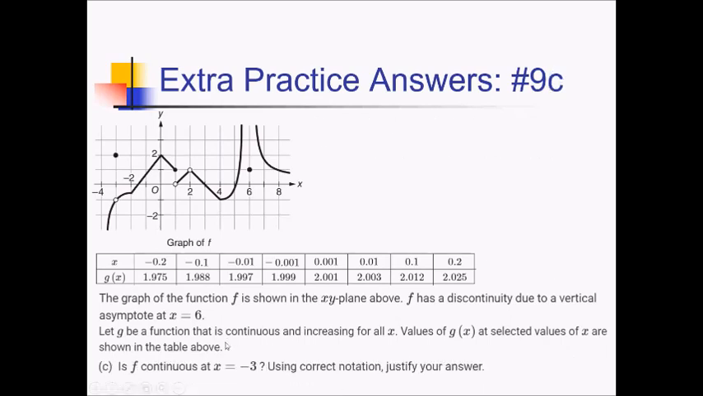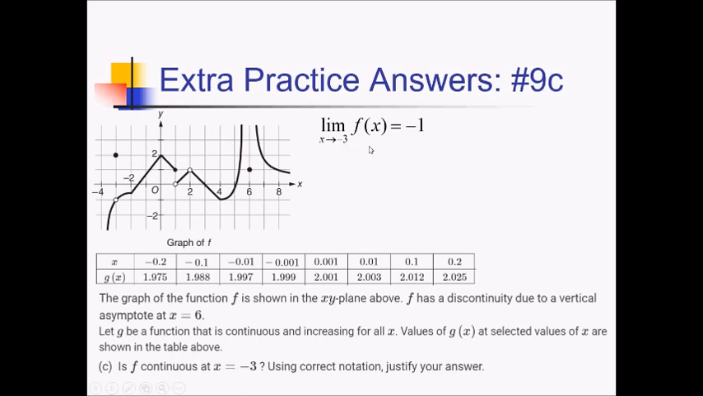For this next part of the problem, we're asked if f is continuous at x equals -3 using correct notation. We have to justify our answer. So for continuity, we have to show that first off, the limit exists, the function value exists, and that those two things equal each other. So let's tackle the limit first. Limit as x approaches -3 of f of x. Looking at our graph here, as we approach -3 from the left and from the right, we're heading toward the y value -1. So the limit definitely does exist.